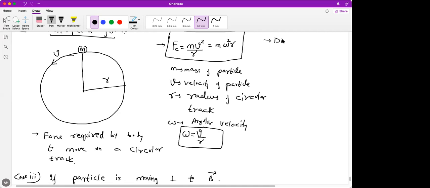Next, direction of centripetal force. The direction of centripetal force is always along the radius of the path towards the center. It's always along the radius towards the center.